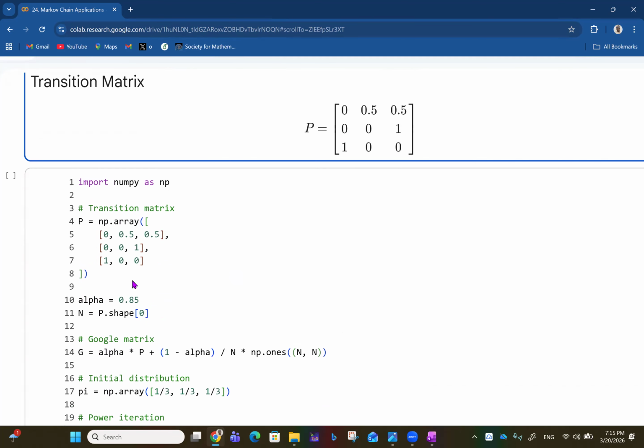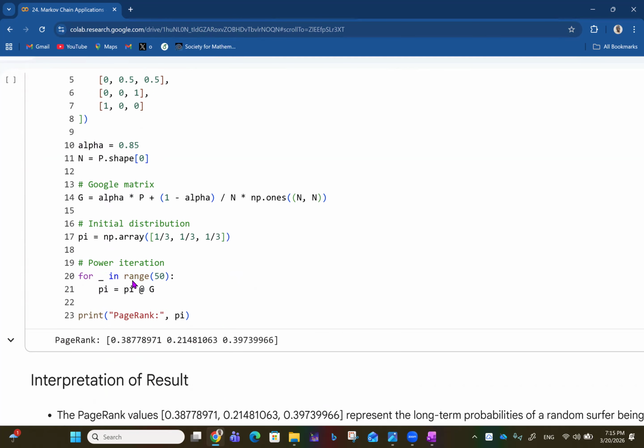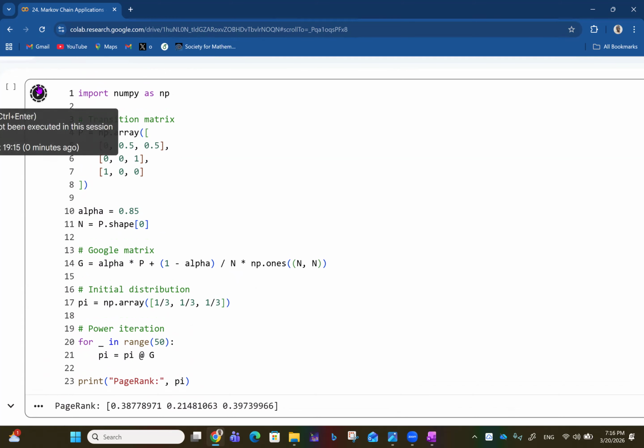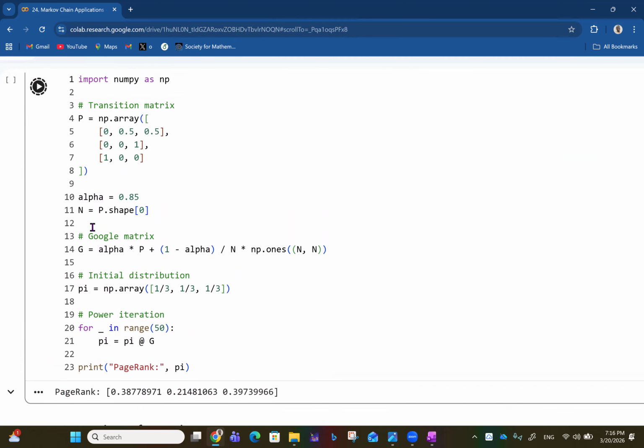And then we have a Python code to demonstrate that. So we have our transition matrix right here. And at the end of the day, we want to get the distribution, we want to get the pi. So how important are those 3 pages, right? At the end of the day, page A, state A is 0.38. State B is 0.21. State C is 0.39, right? That means that state C is the most important page, and state A is the second most important and state B is the third most important.